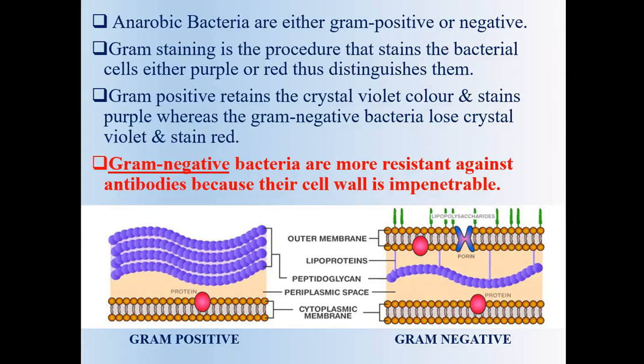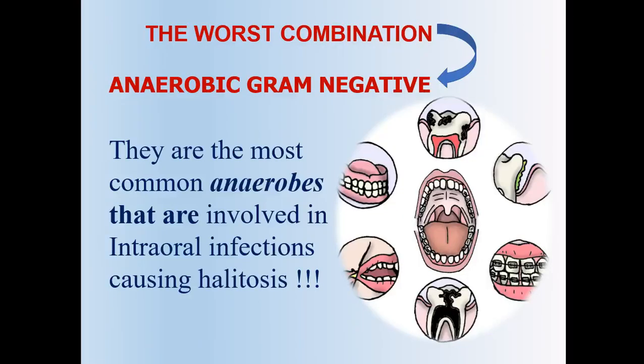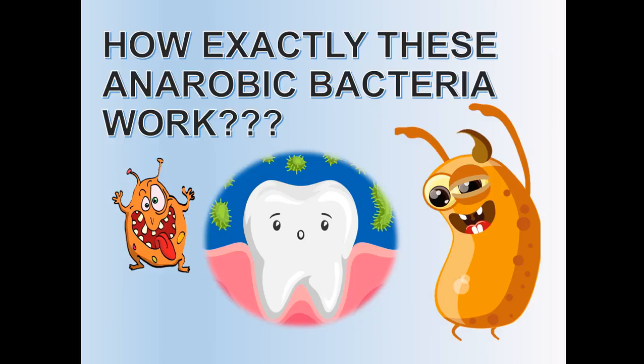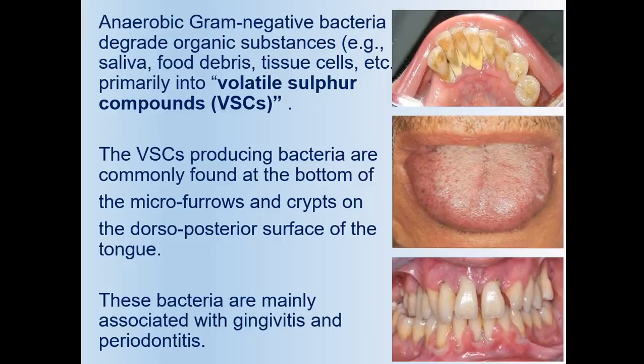stain red. Now, the reason behind telling you all this is gram negative bacteria are more resistant against antibiotics because their cell wall is impenetrable, and that is the reason why sometimes the antibiotics work with lots of difficulty in some infections. So now you will understand that anaerobic gram-negative bacteria is the worst combination that is involved in oral infections. Now let us see how exactly these anaerobic bacteria work.